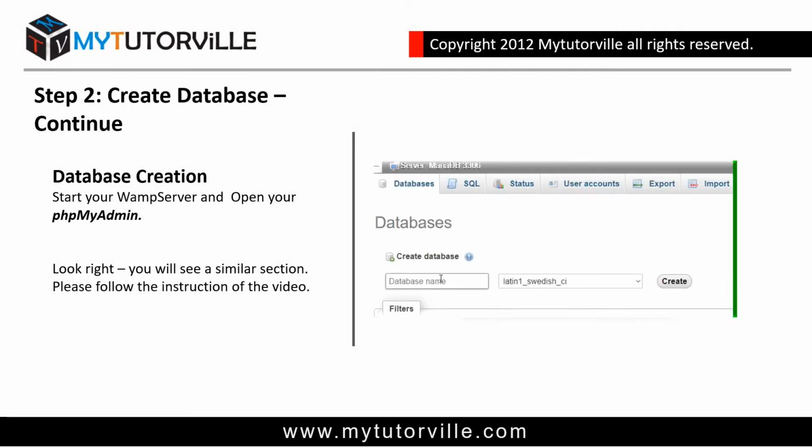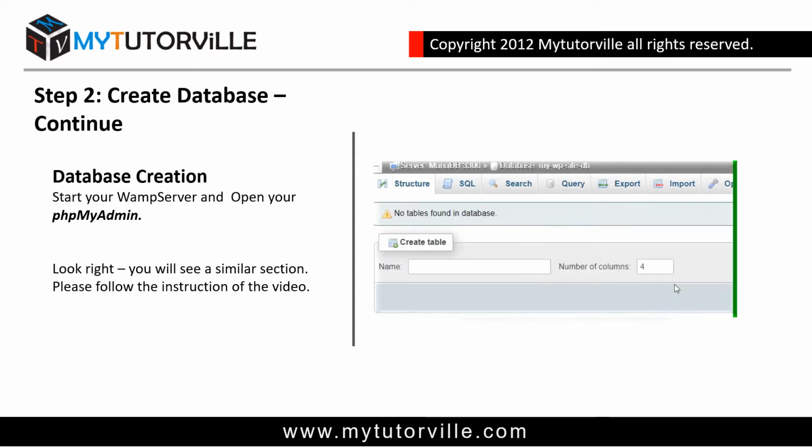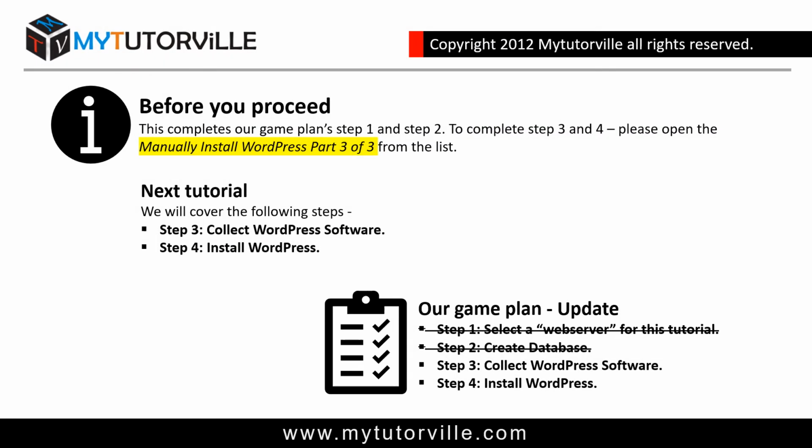Let's create the database. Open WAMP server and then open phpMyAdmin. Look at the right side of this page. The video shows you step by step on how to create a database using WAMP server. We enter the name of the database under the Create Database section. We are calling it my-w-site-db. You can name it anything you want. Now you know how to create a database for WordPress.